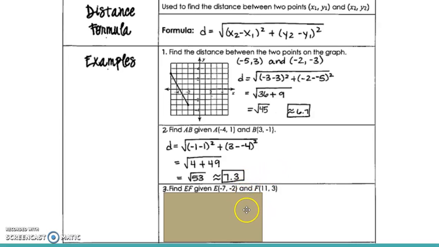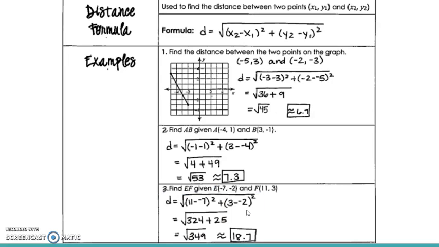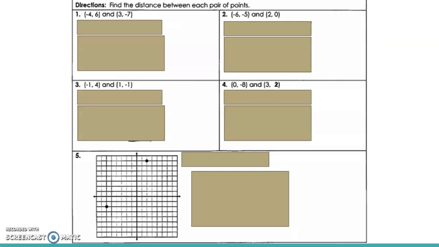Again, with number 3, we are just going to plug in to our formula. We are going to find that it is approximately 18.7. Now, the unfortunate part is with this distance formula, you are going to have to remember that. That is not on your formula sheet for this year. So we just need to work on remembering it. It's the x2 minus x1 squared, y2 minus y1 squared. Add those together and then take the square root.